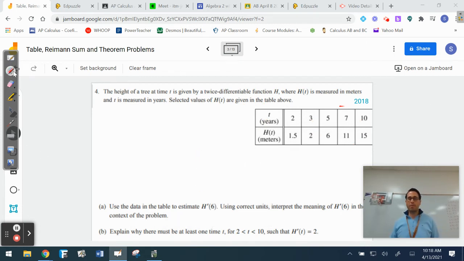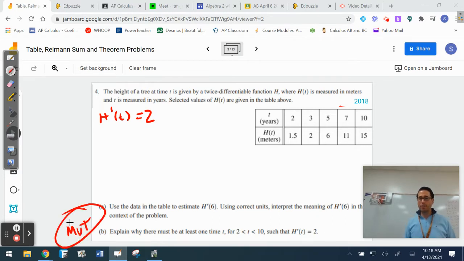All right, explain why there must be at least one t between 2 and 10 where h prime of t equals 2. I don't know about you, but when I look at that, and they say at least one t, and then they give me an instantaneous rate, that is an MVT, dude. And then we've got to go back. What did Mr. Tanaka say?